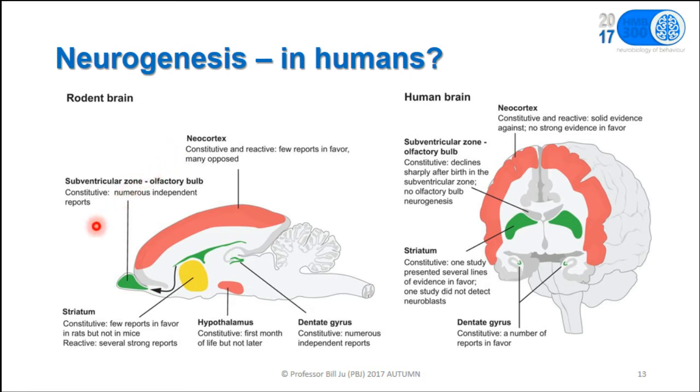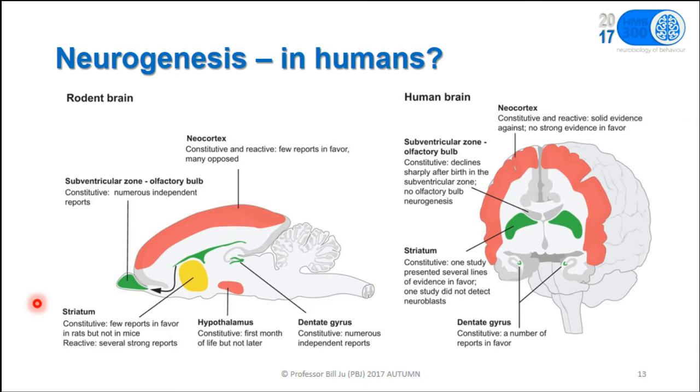This other area, down here at the bottom, the striatum, is actually one of those areas that is under dispute. In animal models, it turns out that the striatum has continual constitutive forms of neurogenesis. People see it in rats, but they don't see it in mice. We know that if you damage the striatum, we increase neurogenesis. So that's reactive neurogenesis. You damage this area of the brain, neurogenesis increases.